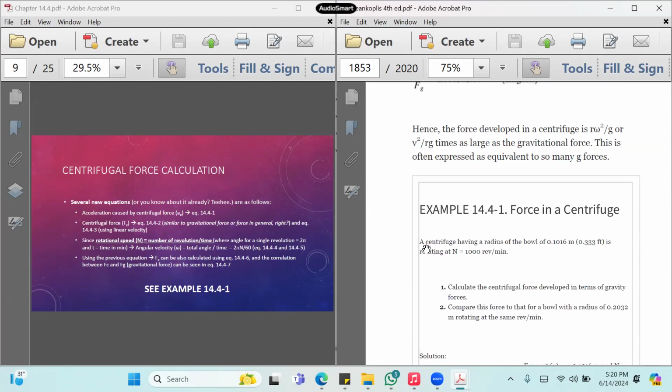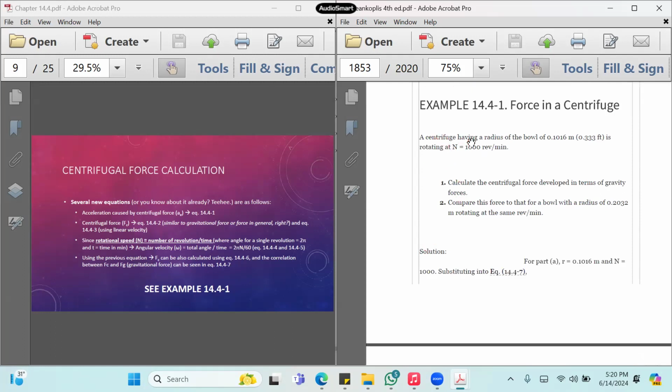Okay, so we go to example 1. We have a centrifuge having a radius of the bowl of 10 centimeters, rotating at n of 1000 RPM. The first question: calculate the centrifugal force developed in terms of gravity forces. So what we want to calculate is Fc per Fg. The second question is to compare this force to that for a bowl with a radius 2 times the one stated in the problem, rotating at the same RPM, which is 1000.